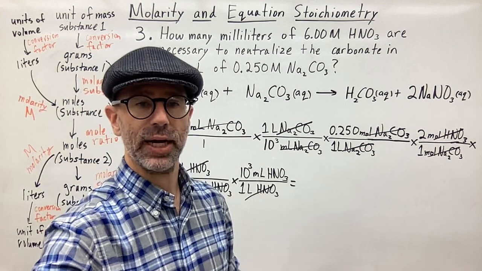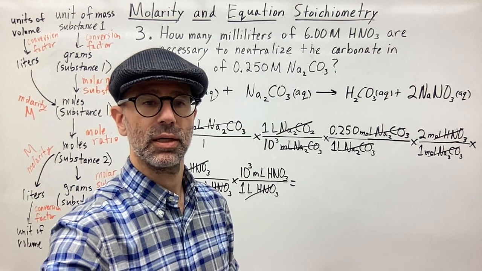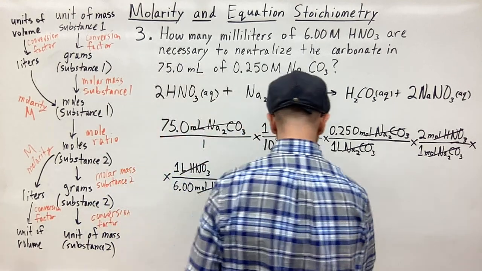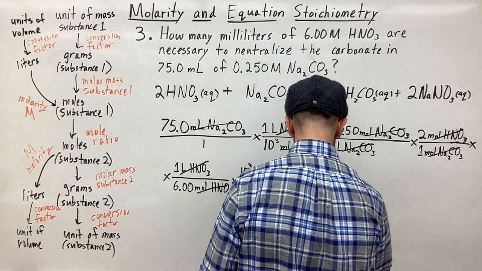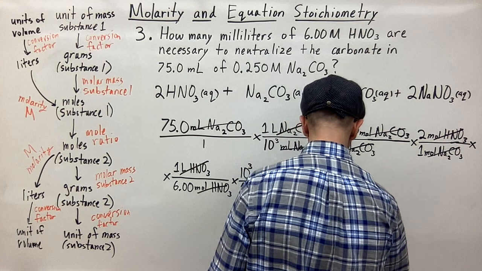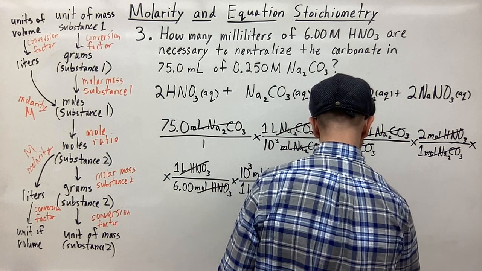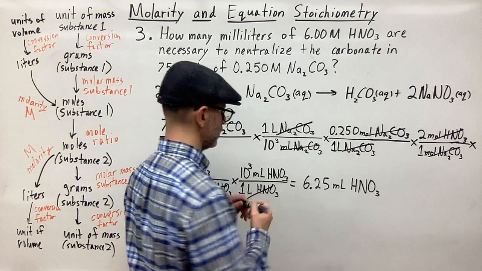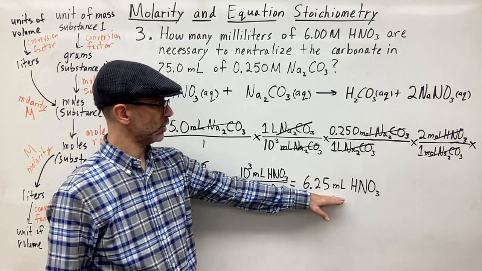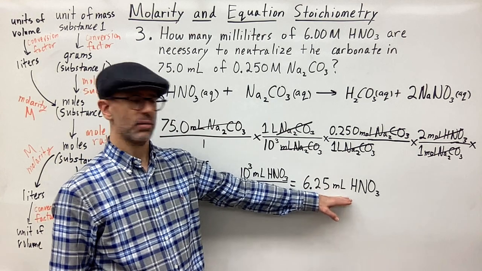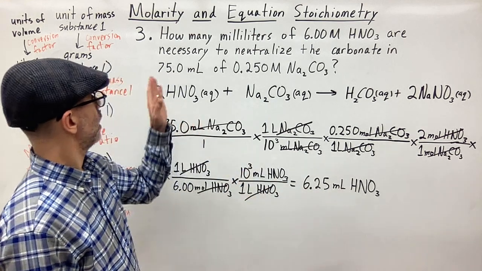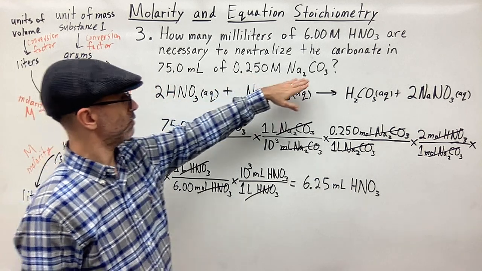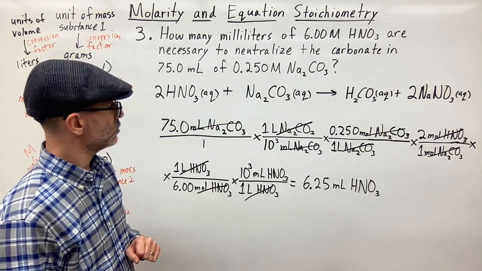And let me see what I calculated. And it is 6.25 milliliters of this concentrated acid HNO3. So 6 molar of this acid. So it'll take 6.25 milliliters of 6 molar nitric acid to neutralize 75 milliliters of this molarity of my carbonate.